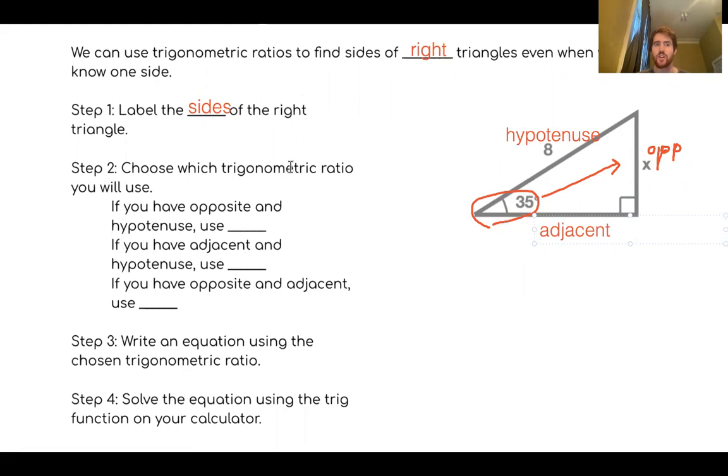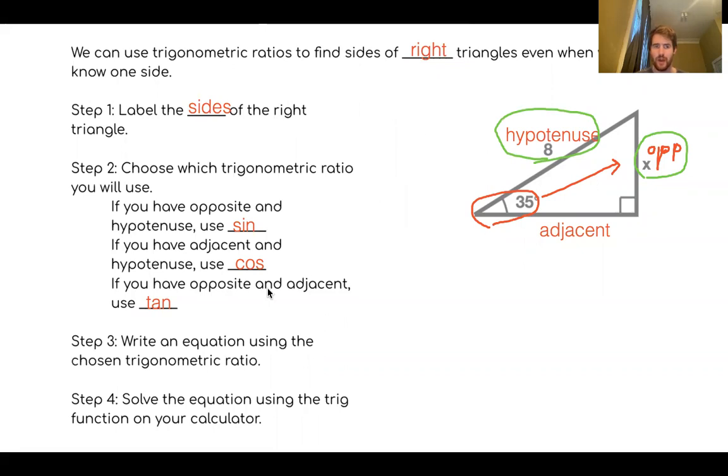Now we need to choose which trigonometric ratio we will use. If we have the opposite and the hypotenuse, we're going to use sine because that is the one that has the opposite and hypotenuse in it. If we have the adjacent and hypotenuse, we will use cosine. And if we have opposite and adjacent, we will use tangent. In this case, we have the hypotenuse and the opposite side. We don't care about the adjacent side. We care about x and 8, opposite and hypotenuse. So we're going to use sine.